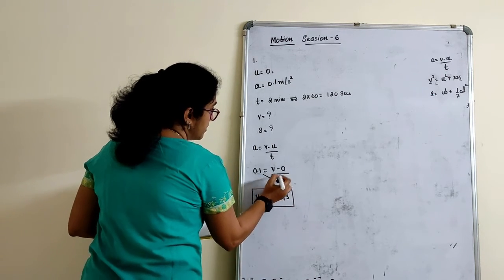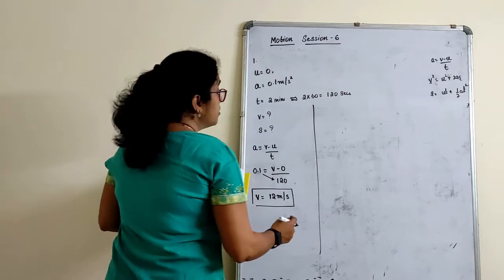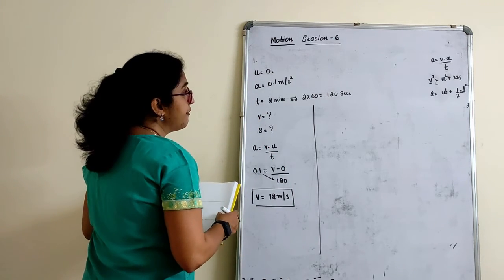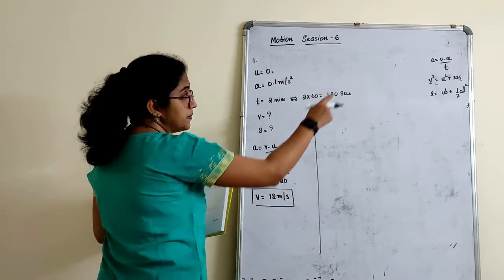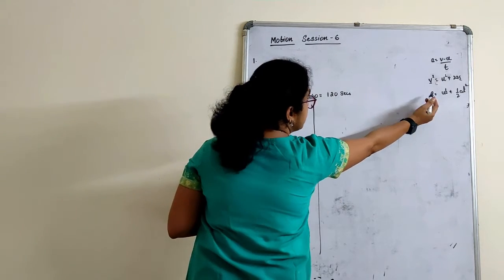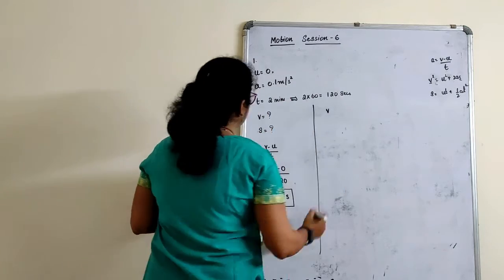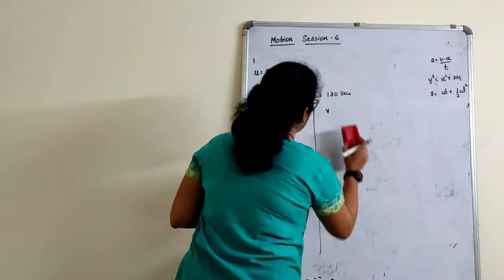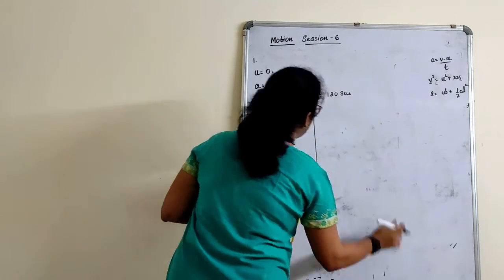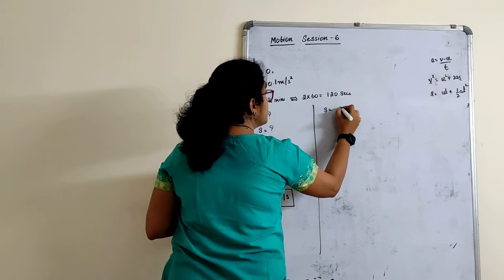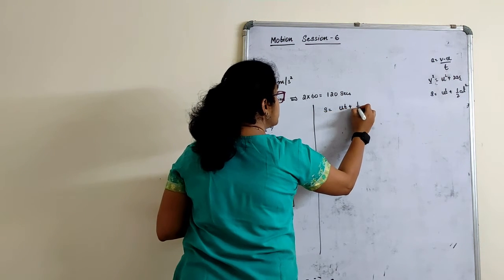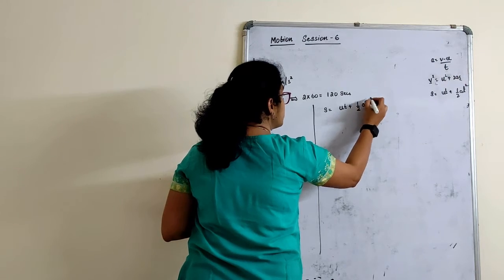Okay, cross multiply with this. Next, what we have to find? We have to find s. Shall we take up that formula or this formula? Anything. So we'll take the second one and see now. Or we'll take the third one. V square and u square, what we have? We'll take the third one. S is equal to ut plus half at square.